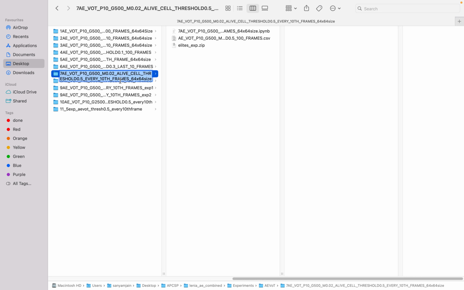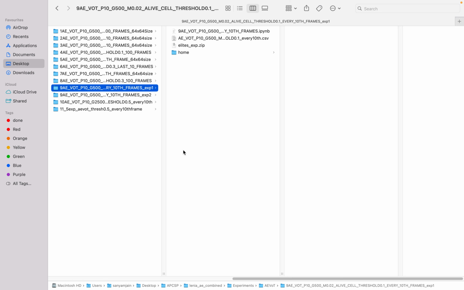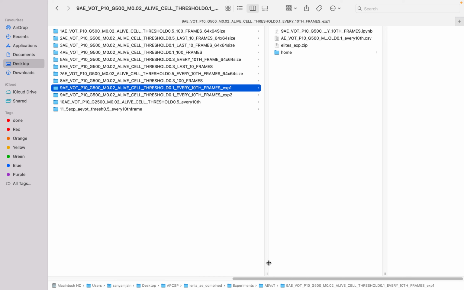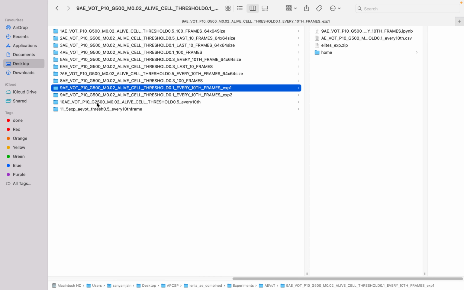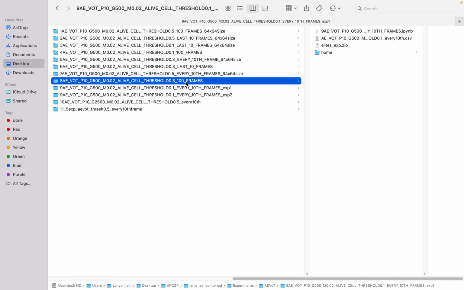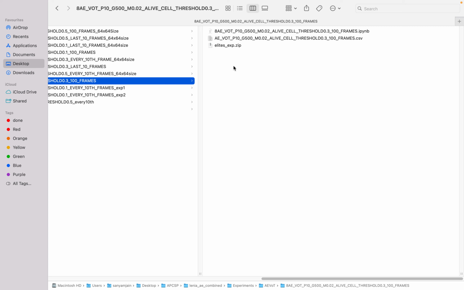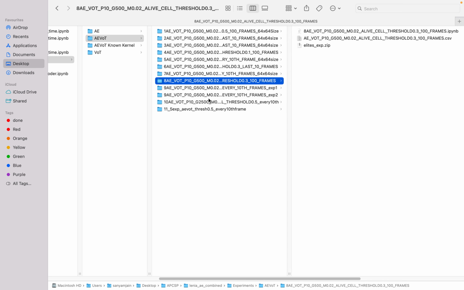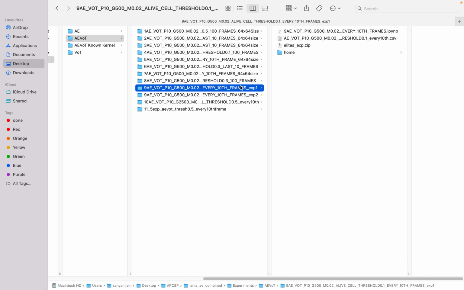And to add, we are running this configuration for 2500 generations as well, particularly because, as you can see here, we have 2500 generations with threshold 0.5 every 10th frame, and threshold 0.3 with 100 frames. Let's skip this for now. We have alive cell threshold 0.1 and every 10th frame.